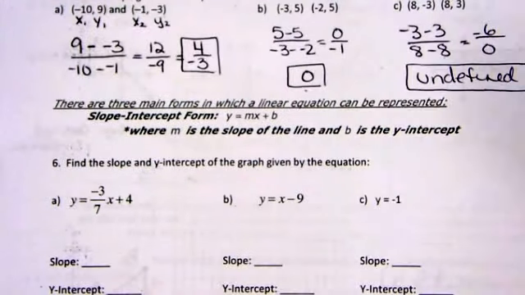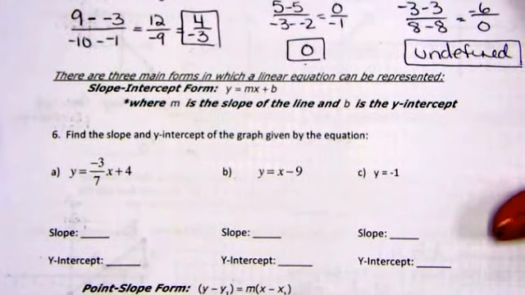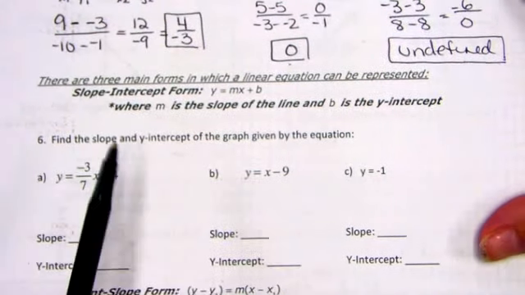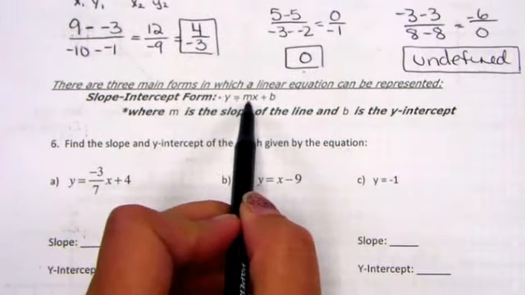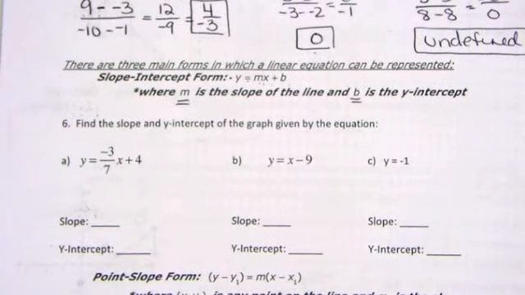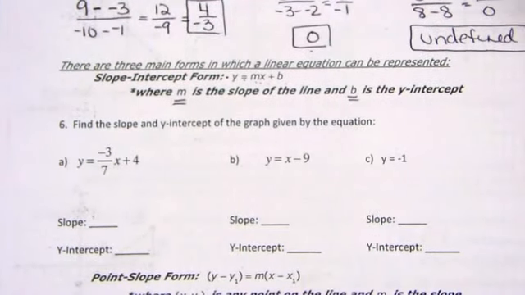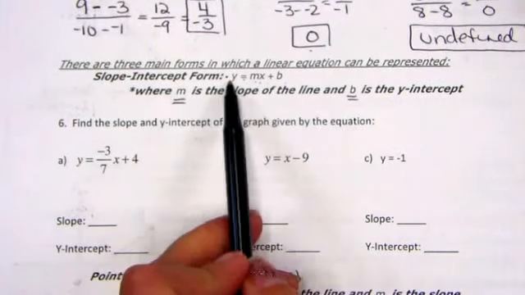There are 3 main forms in which a linear equation can be represented. The first one is slope-intercept form. Y equals mx plus b, where m is the slope and b is the y-intercept. If an equation is in slope-intercept form, we can easily identify the slope and the y-intercept.